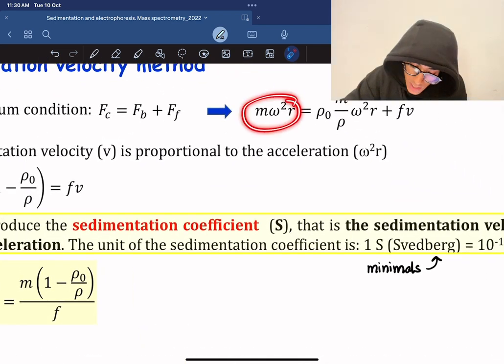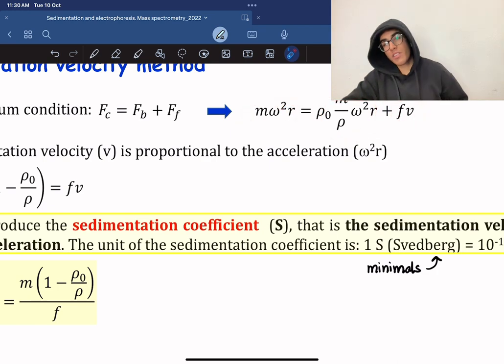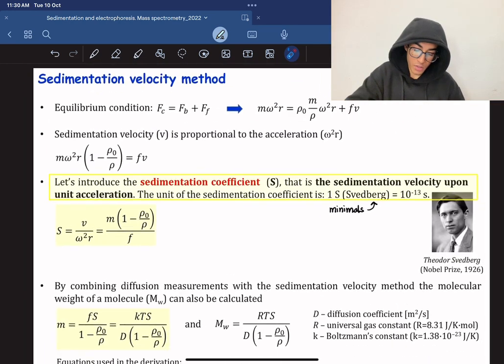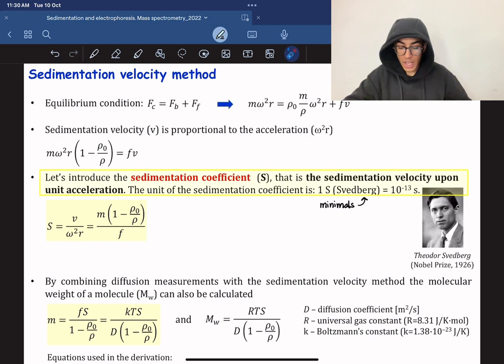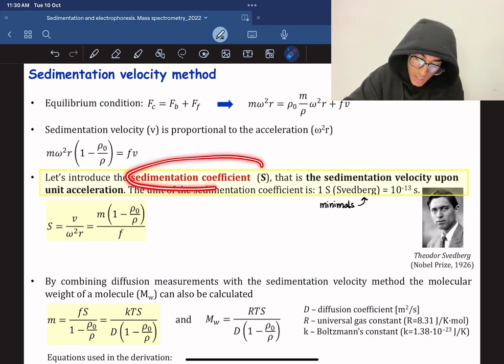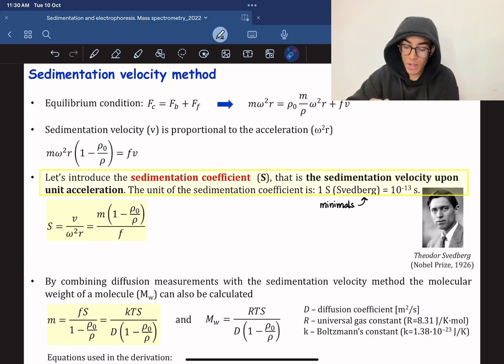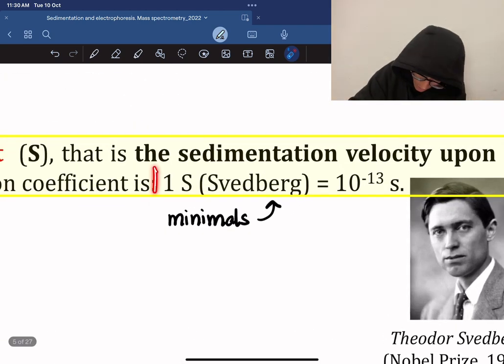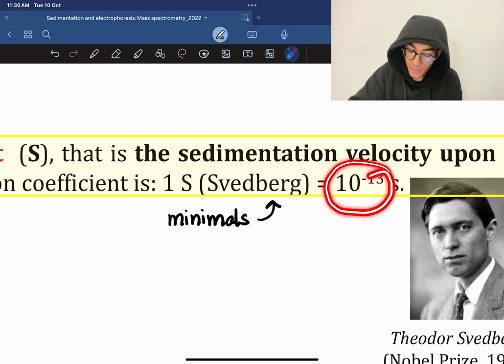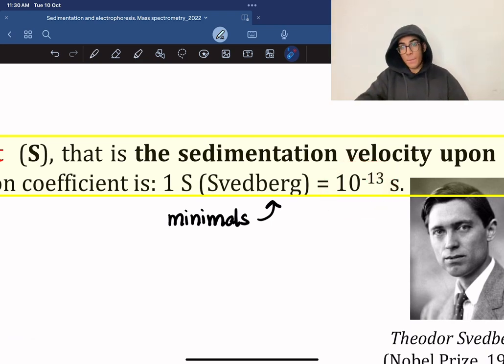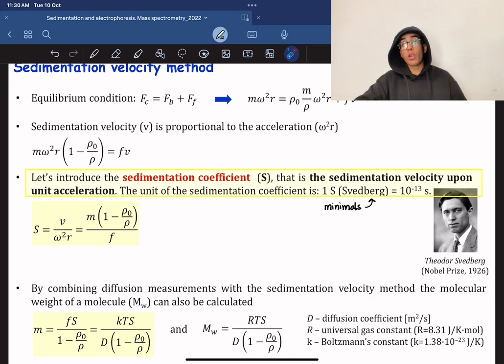All of these formulas are there, but do we need to learn the derivation? No. So I'm just going to run through this. Basically, what we get is something called the sedimentation coefficient, or the Swedberg's constant. Important. It's in the minimals. Learn it. This value, super important. One Swedberg is equal to 10 raised to minus 13 seconds. Basically, a super small amount of time.